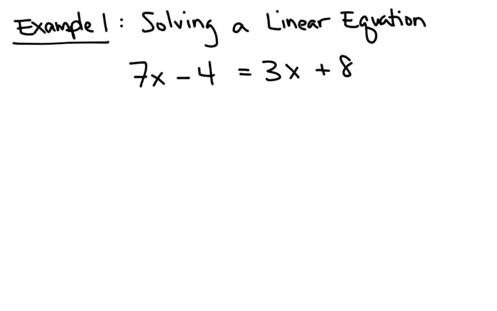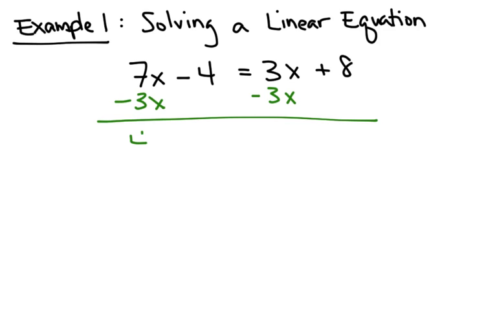How you learned to solve a linear equation really depends on what teacher you had when you first learned algebra. This is how I learned it when I first learned algebra. My teacher told me to get the x's on the same side by moving the x with the smaller coefficient. Well, 3x is smaller, and in order to move a term from one side of the equation to the other, you need to add its opposite. So the opposite of 3x is negative 3x. So I'm left with 4x minus 4 equals 8 because this canceled.